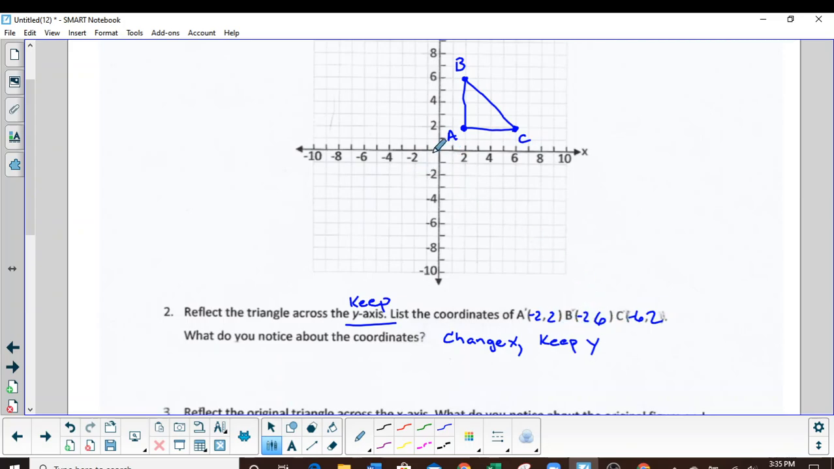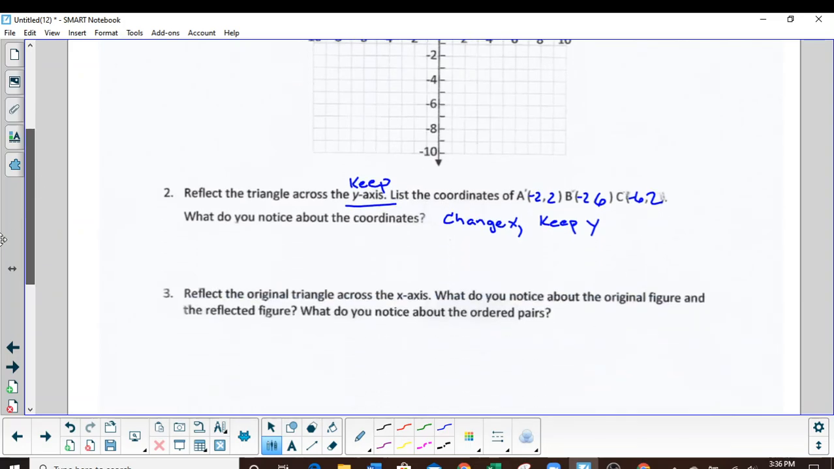So negative 2, positive 2 would be right here, and remember, that's A prime. B is going to sit at negative 2, 6. There's my B prime. And C is going to sit at negative 6, 2. Here's my C prime. Now you can see how it's flipped over the y-axis. Cool?